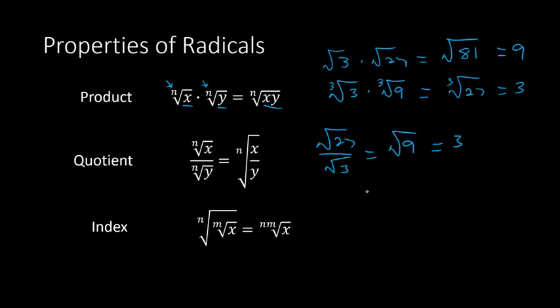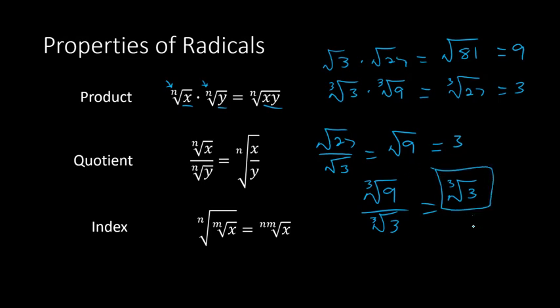And again, that would still apply if you had, let's say, the cube root of 9 divided by the cube root of 3. Those could combine as well because those are both a cube root. Those are like terms, so to speak. And so this can combine to get the cube root of 9 divided by 3, which would be the cube root of 3.